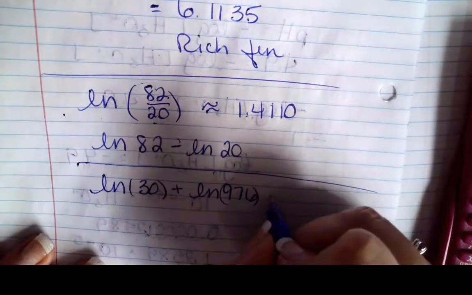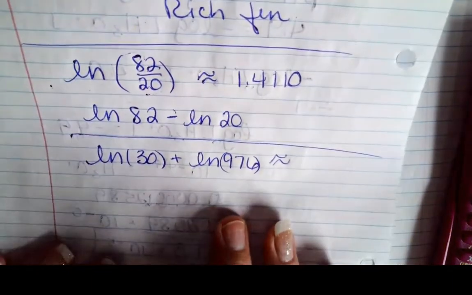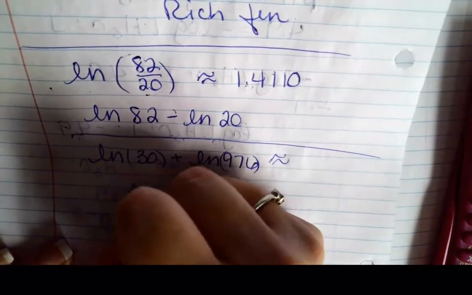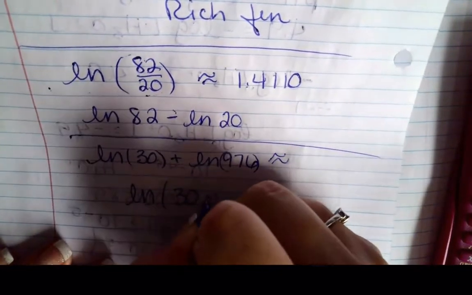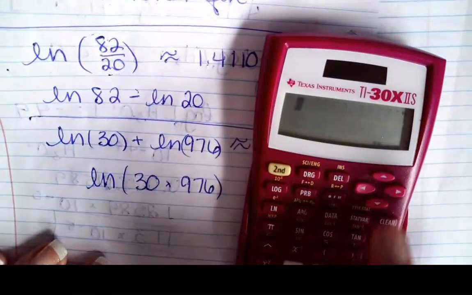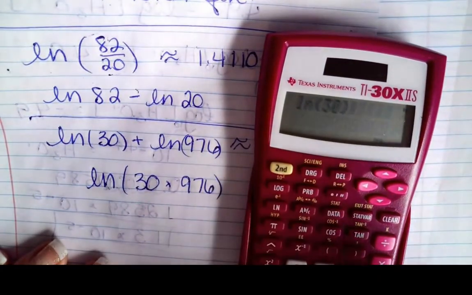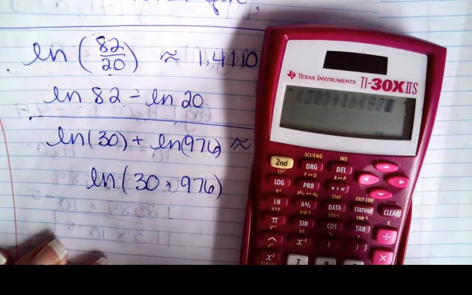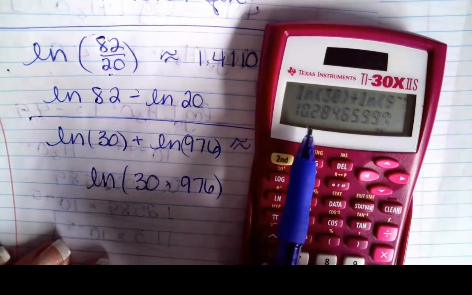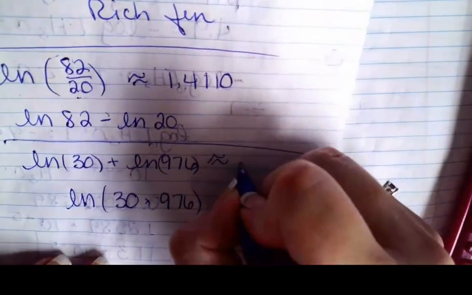So I can find this. Now what could I enter? If it's addition on the outside, it'll be multiplication on the inside. So I've got the natural log of 30, close your argument, plus the natural log of 976, close your argument, and I get 10.2847.